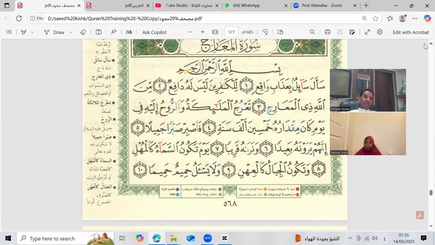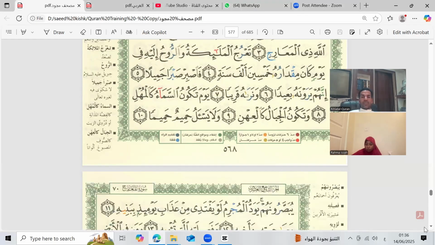So Surah Al-Ma'arij talks about the day of judgment. And regarding the duration of the day of judgment, Allah subhanahu wa ta'ala says, خَمْسِينَ أَلْفَ سَنَةٍ. It will continue for how many years? 50,000 years. That's why Allah subhanahu wa ta'ala told the Prophet Muhammad, فَاصْبِرْ صَبْرًا جَمِيلًا. What does sabr mean in Arabic? Patience.